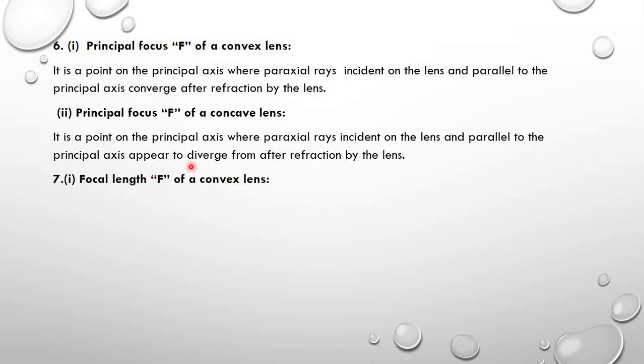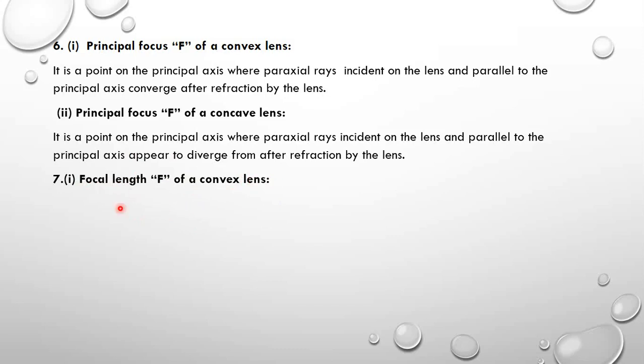This is supposed to be a small f, not capital, small f, of a convex lens. The principal focus of a convex lens. So we shall define this as, you can define it just like the distance from the optical center. You can define it as the distance from the optical center to the principal focus of the convex lens.